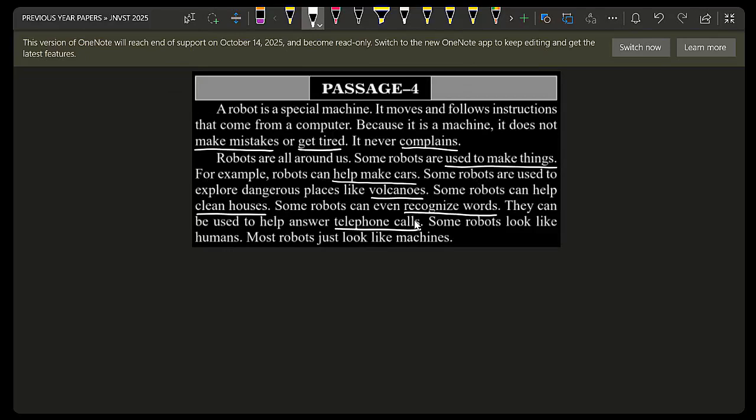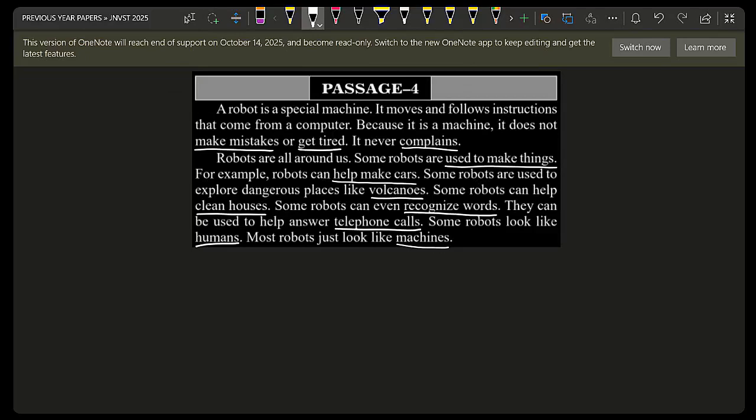when he comes back. Some robots look like humans. They're called humanoid robots. So they look like humans, and we cannot distinguish them easily. Most robots just look like machines. Most of them look like machines, but only some are created to look like humans. So that was a very simple and short passage.